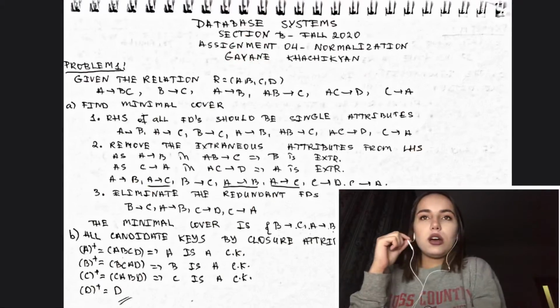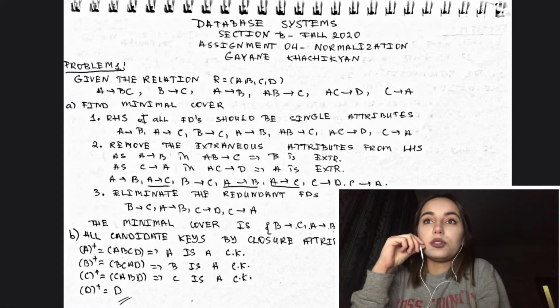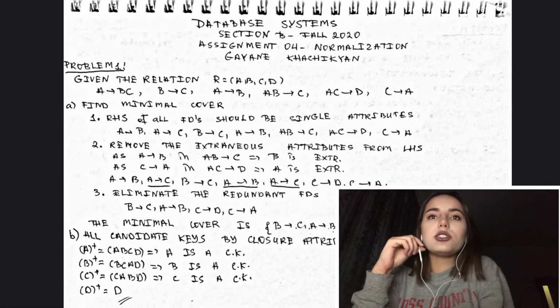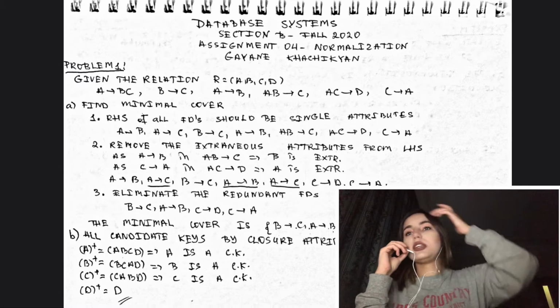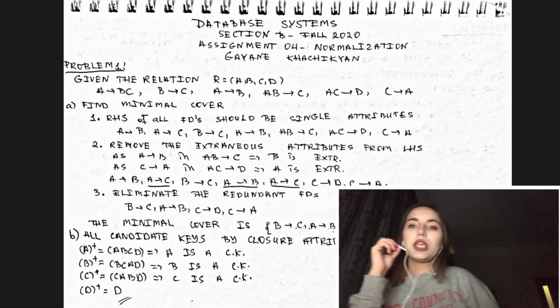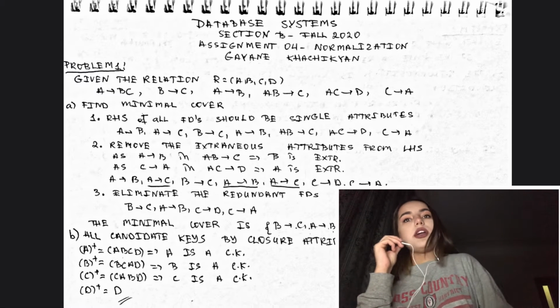So let's jump straight to problem 1. We're given a relation R equals ABCD, and we have this set of functional dependencies: A goes to BC, B to C, A to B, AB to C, AC to D, and C to A. And we're required to find the minimal cover.